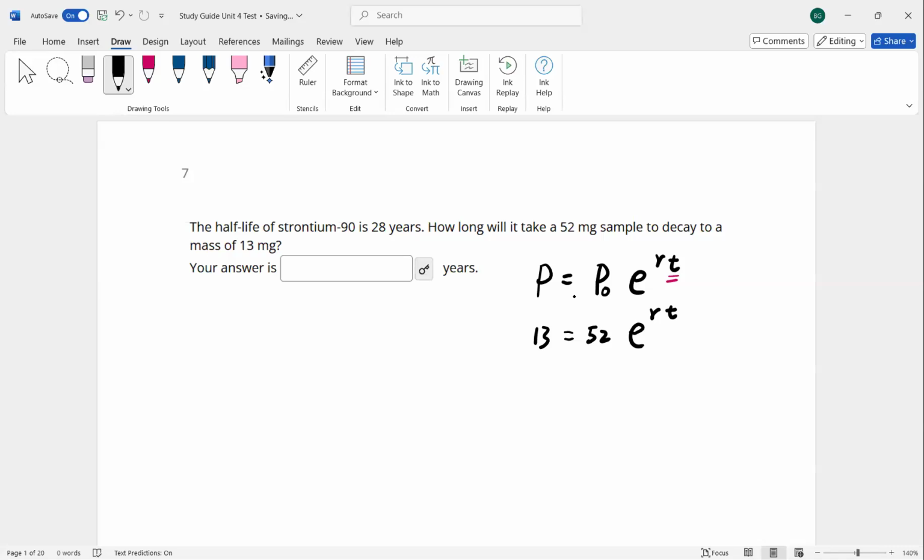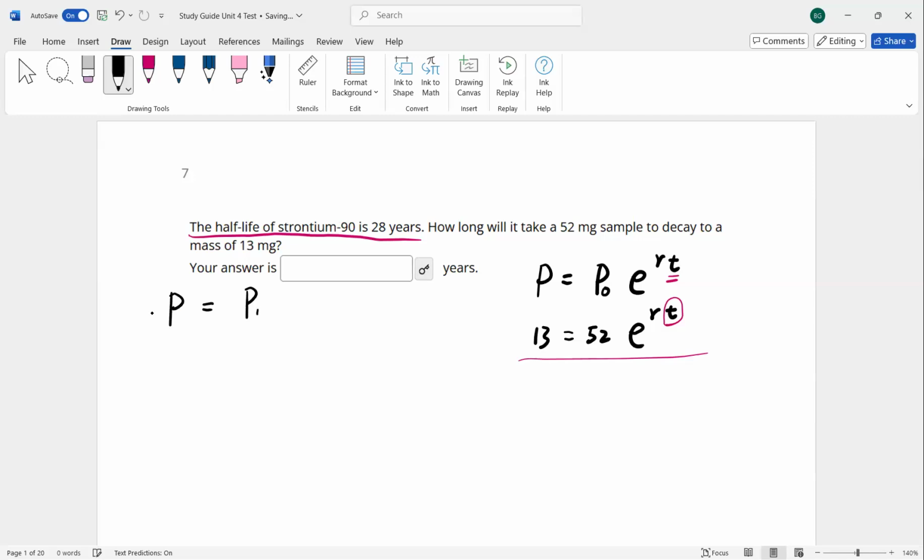So in order to find the value for t, we have to know the value for r, because we only have one equation. t is the unknown we are trying to figure out, but we have to know the value of r in order to do that. How do we find the value of r? The first sentence gives us a piece of information. It says the half-life of the substance is 28 years. How do we take advantage of that piece of information?